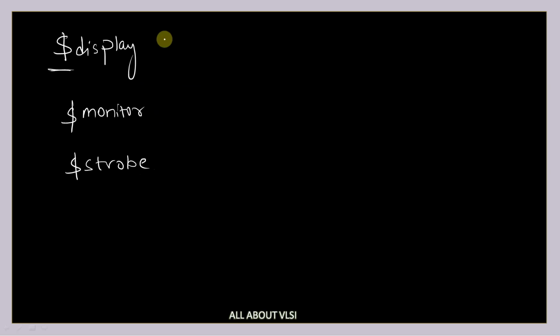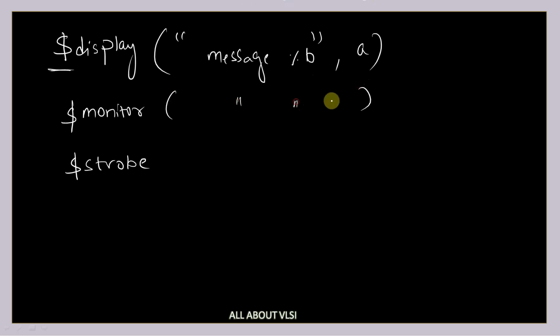How to use $display: if you want to print any message, you write that message inside double quotes. If you want to display a binary value, you use the format specifier %b, and then write the variable whose value you want to display. In $monitor also the same syntax, and $strobe also the same syntax.